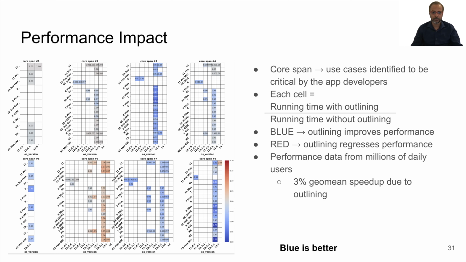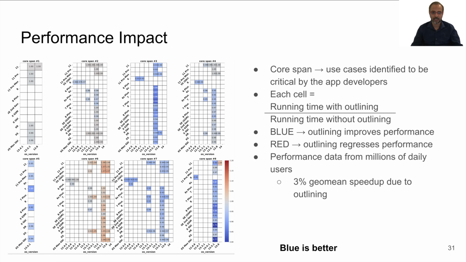Outlining can hurt performance when done in hot loops. To evaluate performance impact, we selected a handful of critical code parts chosen by the app developers as sensitive to performance. We measured their running time before and after our optimizations. We collected the data from millions of users using a variety of different hardware and software configurations. In this graph, we are plotting the ratio of execution time with our optimizations divided by the execution time without our optimizations. Hence, lower is better.